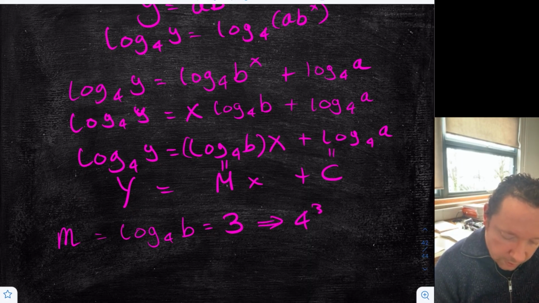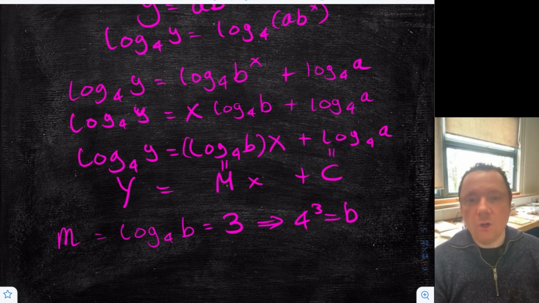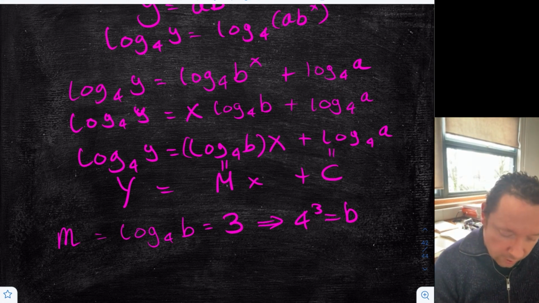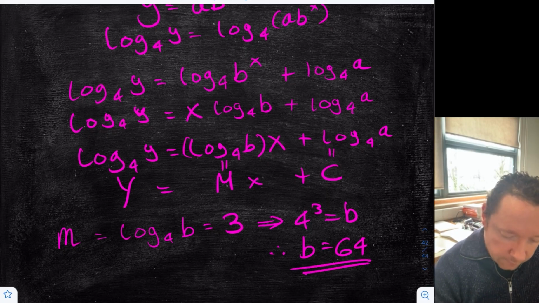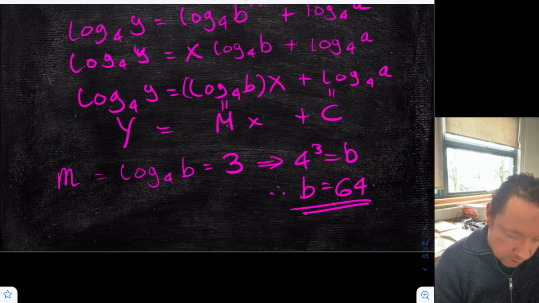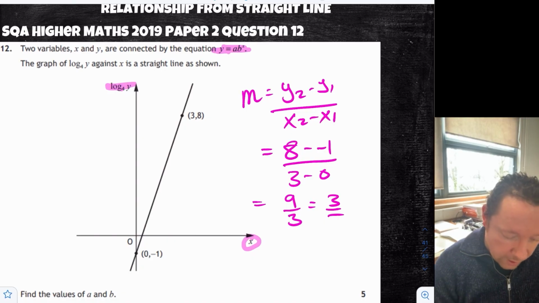4 cubed is 64, and therefore b equals 64. Now let's try our C. From the work we've just done, our C is equal to log base 4 of A. C is where it cuts the y-axis. We know it cuts the y-axis at (0, minus 1), so C is minus 1.